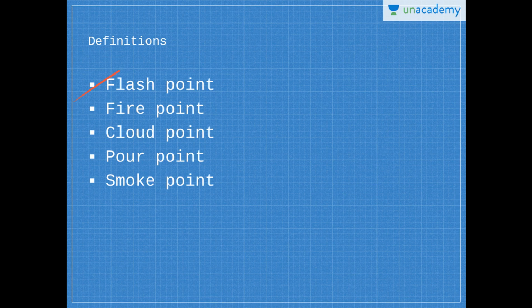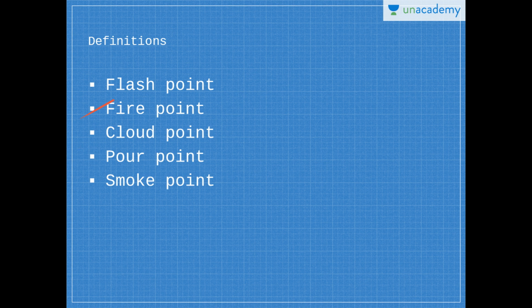So let's first go with the flash point. Flash point is defined as the lowest temperature at which an ignition source causes the vapors of the specimen to ignite under specified conditions. Then next we have the fire point. Fire point is also regarded as the lowest temperature at which the vapors given off by the oil or a liquid ignites and continues to burn for at least 5 seconds.